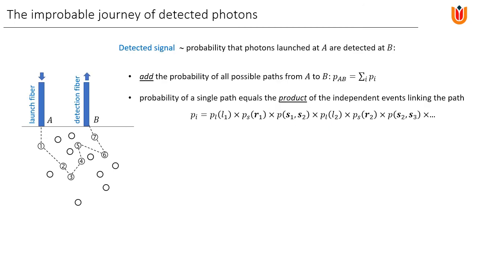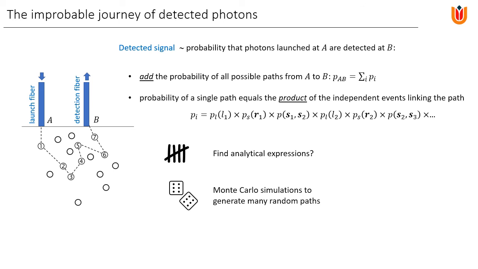So now consider the situation where a fiber is placed at location A, which launches photons into the tissue, and another fiber is placed at location B, which is used to detect the photons. We can then state that the detected signal will be proportional to the probability that photons launched at A will be detected at B. So we need another rule to calculate that total probability, we need to add the probabilities of all possible photon paths leading from A to B. So the total probability is the sum of all these paths. And then the probability of a single path in that sum, again, equals the product of all the independent events that link that particular path.